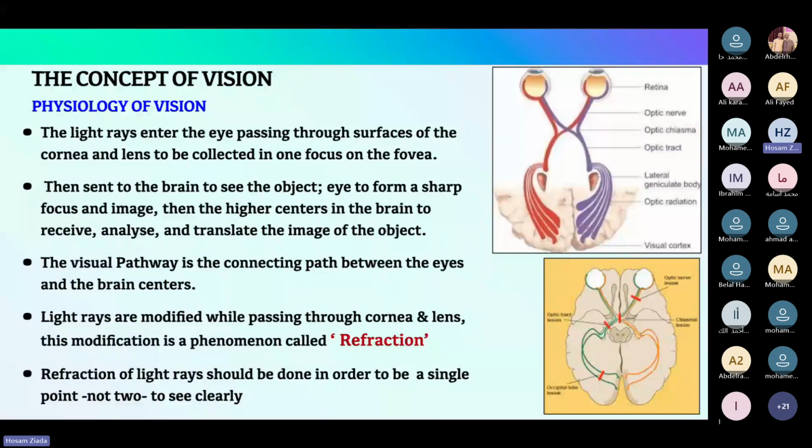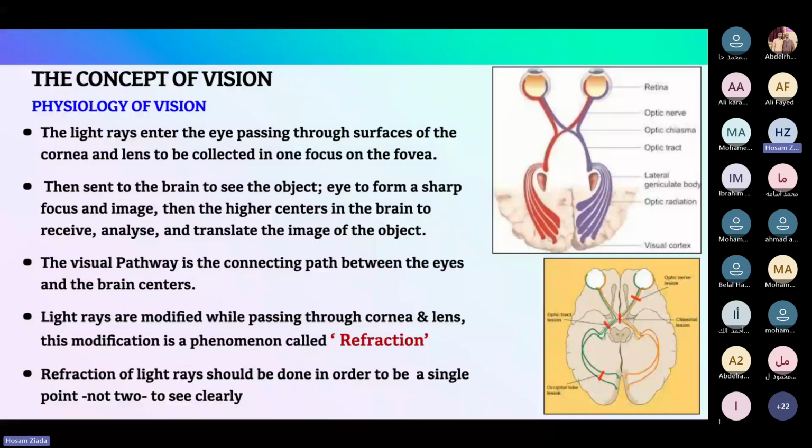Then the higher centers in the brain receive, analyze, and translate the image of the object, by the perception centers and by the translation centers, which are the visual area and the visual accessory centers in the brain and the cortex.